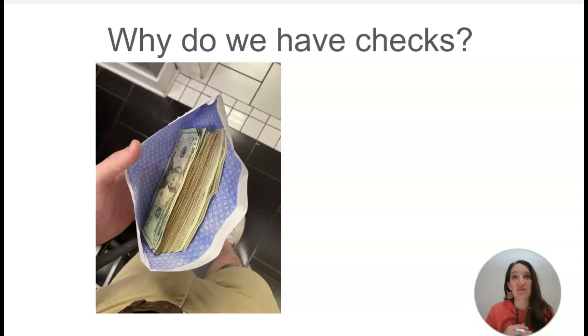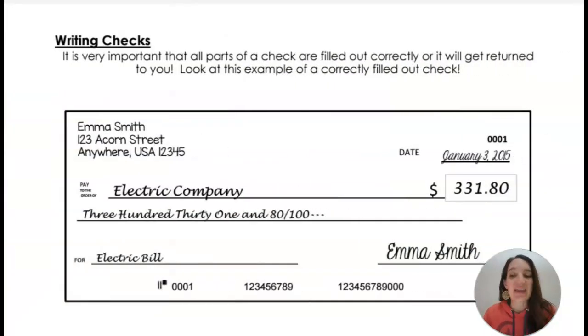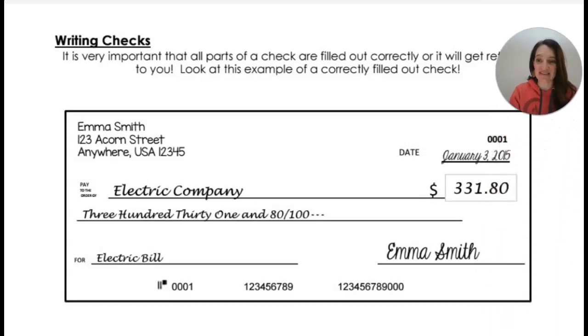They're also really good for paying bills and sending money, like sending gifts instead of sending cash. You could send a check. So checks are very useful. Let's talk about all the things that a check has.